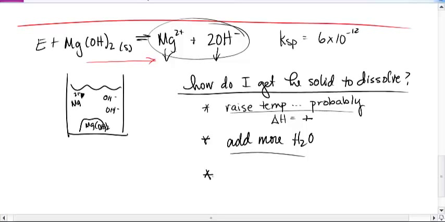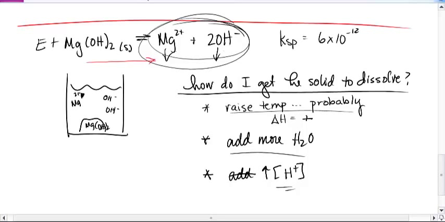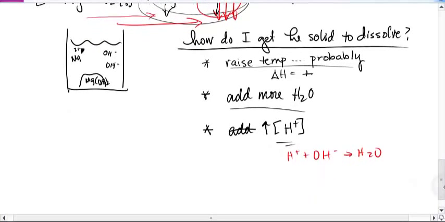One more thing, and you might want to just pause and think if you could think of it, is what else could we do to change these? And another possibility is you could add or increase the concentration of hydrogen ion. Add some acid to it. Now think about why that is. Because if you add H+, it will react with OH- to form water. Well, what does that do? It decreases the hydroxide ion concentration. And in doing that, it's going to cause it to shift right. So those are all ways we can get a solid to dissolve that isn't dissolving well.